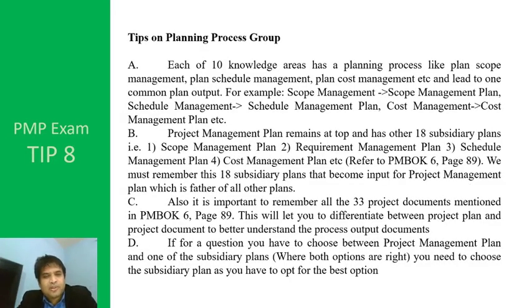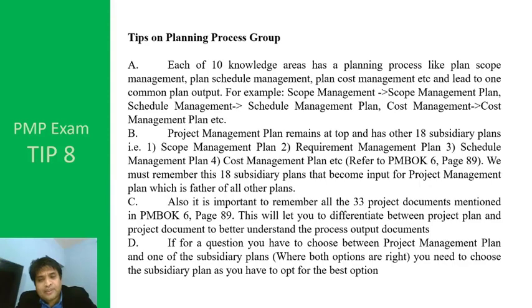Tip 8. Tips on the planning process group. Point A. Each of the 10 knowledge areas has a planning process, like plan scope management, plan schedule management, plan cost management, and so on, and each leads to a common plan output. For example, plan scope management leads to the scope management plan, plan schedule management leads to the schedule management plan, plan cost management leads to the cost management plan, etc.